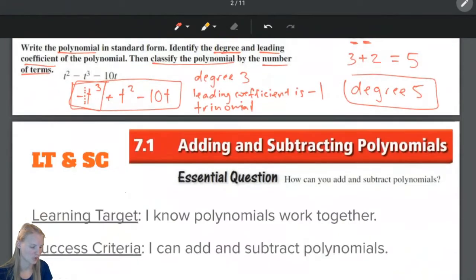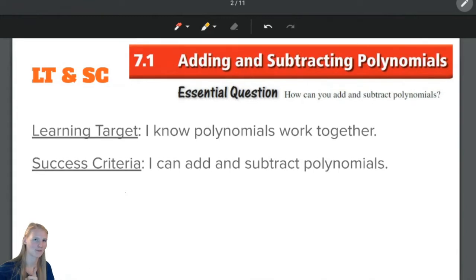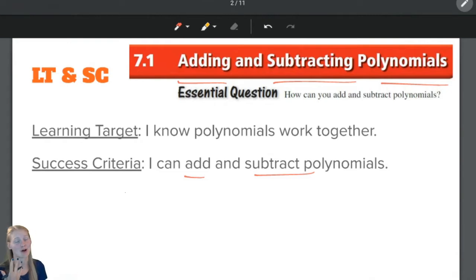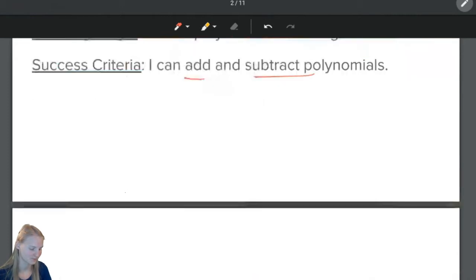Now, on to what we have for today. Today, we continue our work with 7.1, but now we are going to add and subtract polynomials. So the learning target is you know how polynomials work together. And the success criteria is that you can add and subtract polynomials. So by the end of the day, you will be able to add and subtract polynomials.